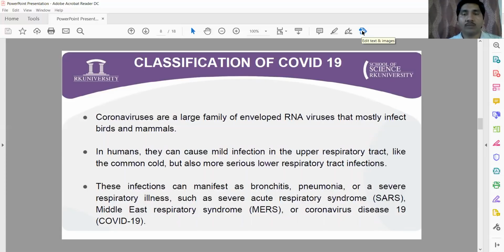Coronaviruses are a large family of enveloped viruses. They have RNA as their genetic material, single-stranded positive-sense RNA. In humans, they can cause mild infection in the upper respiratory tract, but they cause severe infection in the lower respiratory tract. These infections can manifest as bronchitis, pneumonia, or severe respiratory illness such as severe acute respiratory syndrome, or Middle East respiratory syndrome as it was observed in the case of MERS, or as we are observing as of now, the COVID-19 disease.